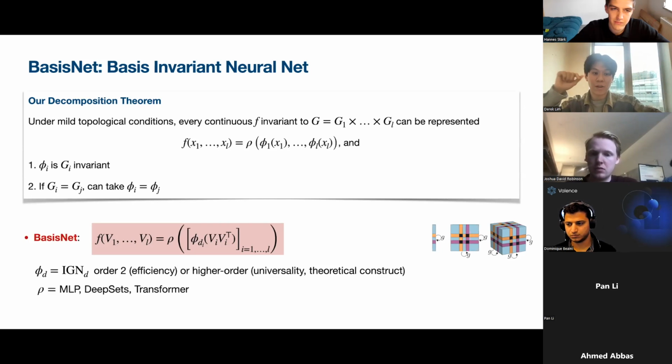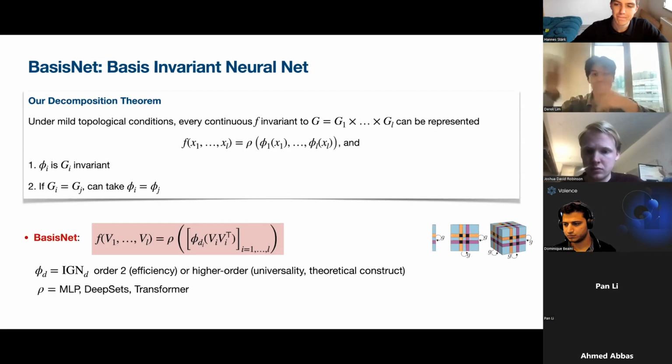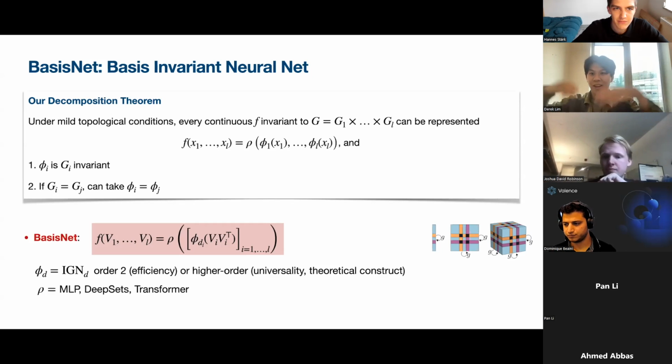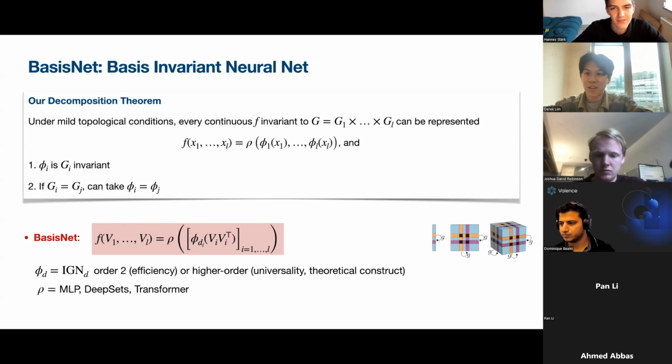So these phi of d are these invariant graph networks, once again, that take the matrices and output vectors. We're going to keep them at order 2, which means they only make matrices. They don't make higher order tensors. So for the rest of this talk, we'll keep them at order 2. But in our paper, we have something called Expressive BasisNet, where we make IGNs really big, like humongous tensors. This is a nice theoretical construct for universality results, but we're not going to talk about it much here.